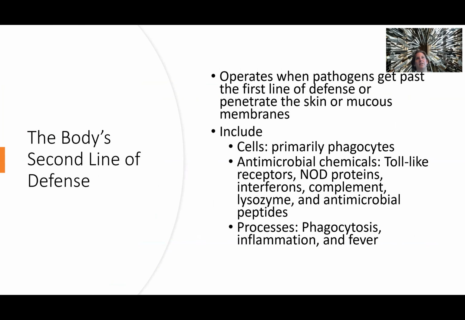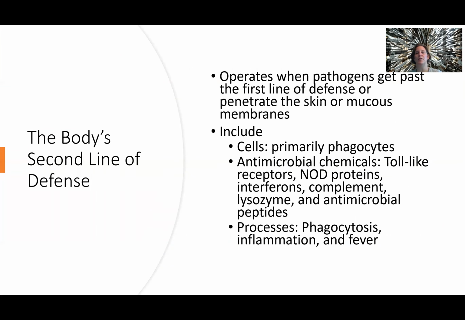Okay, so basically those are mechanical barriers. Those mechanical barriers can include both structures of your body as well as secretions of particular structures of your body, thinking of saliva and tears. So if you get past the first line of defense, so you've penetrated the skin or the mucous membrane, we now have a second line of defense.